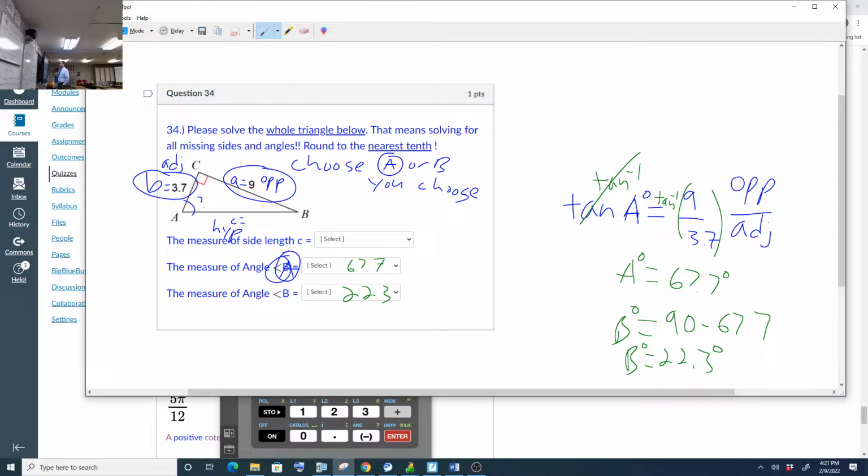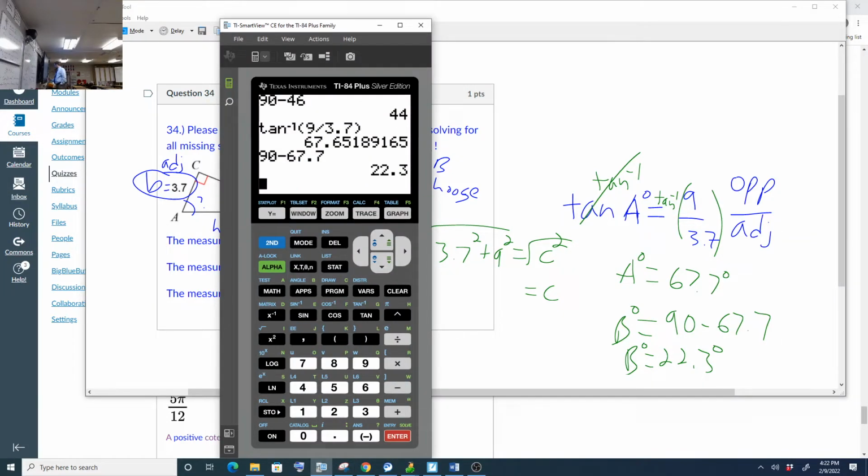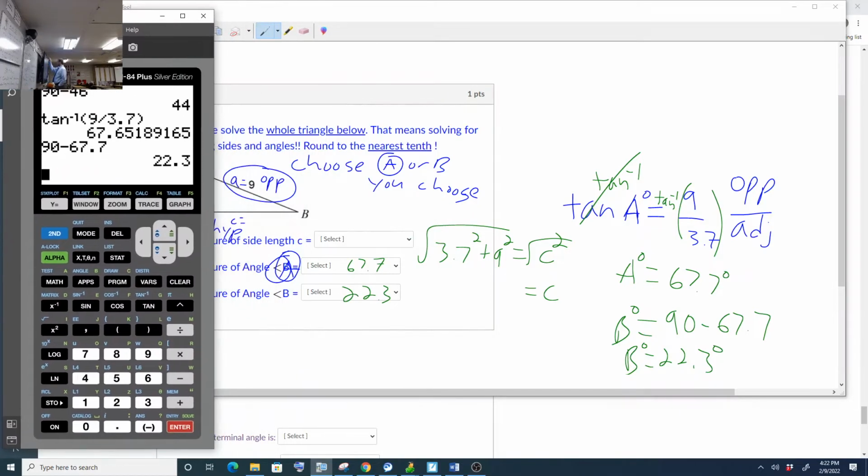And then for the length of side c, we could also use SOHCAHTOA one more time. Or if we really want to, we could do the Pythagorean Theorem. 3.7 squared plus 9 squared is equal to c squared. Then we just square root that whole thing and plug that into our calculator. So the square root of 3.7 squared plus 9 squared. Here we go.